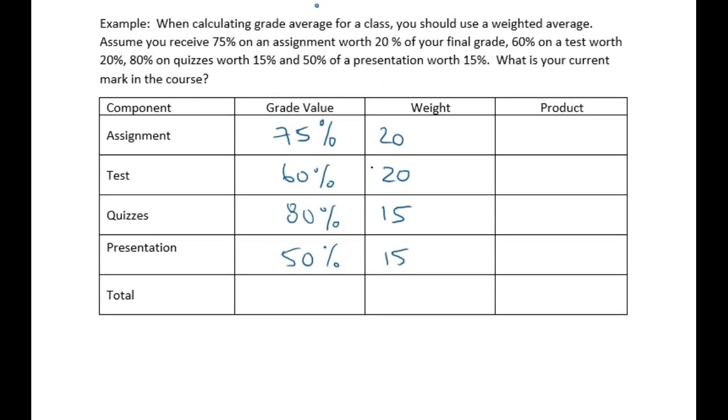So we know that in a weighted situation for grades, if we're dealing with percentage components, then I'm going to divide each of these by 100 and look at the decimal representation. So it's 20%, which is really 0.20 as a weighted value. 20%, 0.20 as a weighted value, 15%, 0.15, and 15%, 0.15.